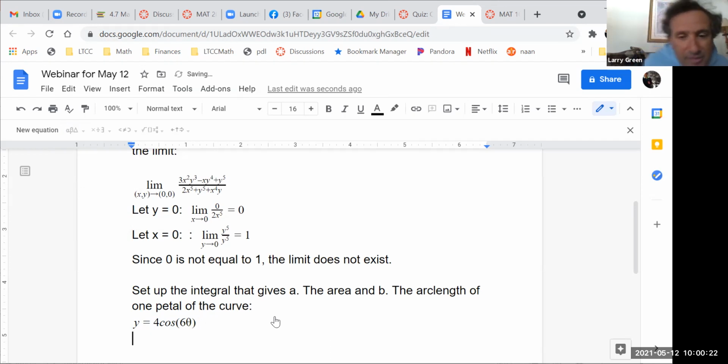So there's 2 parts because I wanted to give you the examples that you wanted, which is area and arc length. And we want 1 petal of this curve, 4 cosine 6 theta. Remember, if you have sine or cosine of a bunch of theta, then you get something that looks like a flower. So hopefully the word petal makes sense. And it's symmetric, so any of the petals will have the same area and the same arc length.